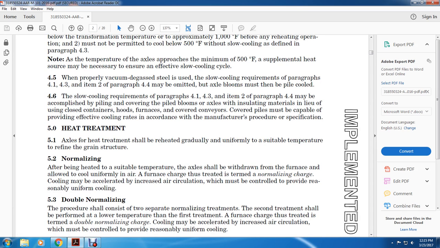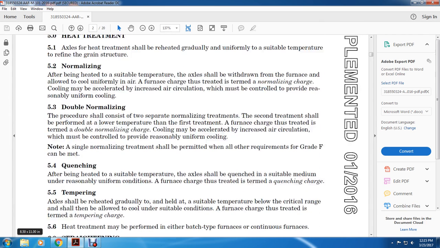5.0. Heat treatment. Axles to be heat treated should be reheated gradually and uniformly to a suitable temperature to refine the grain structure. Normalizing. After being heated to a suitable temperature, the axle shall be withdrawn from the furnace and allowed to cool uniformly in air. A furnace charge that has been treated to determine normalizing is termed a normalizing charge. Cooling may be accelerated; increased air circulation must be controlled to provide reasonably uniform cooling.